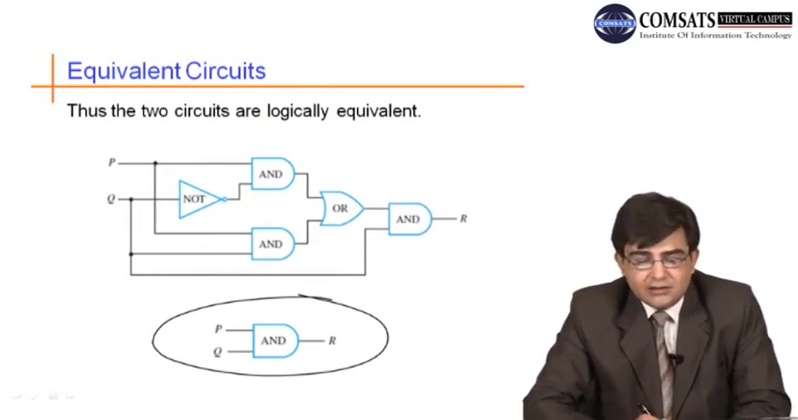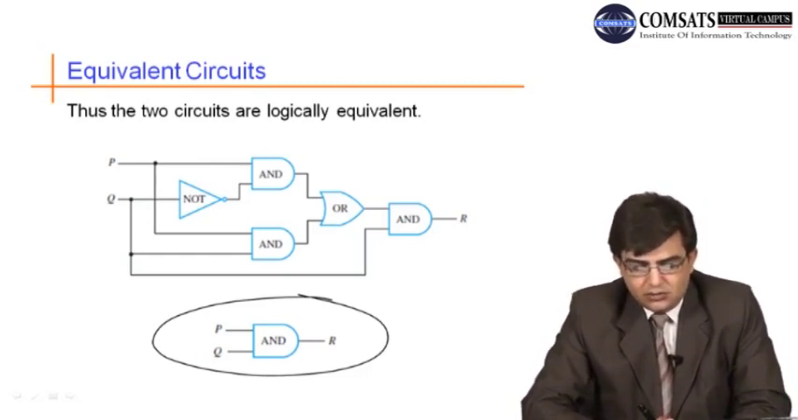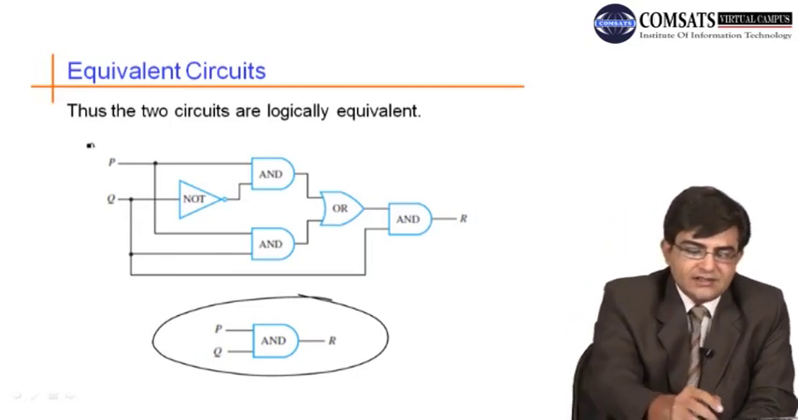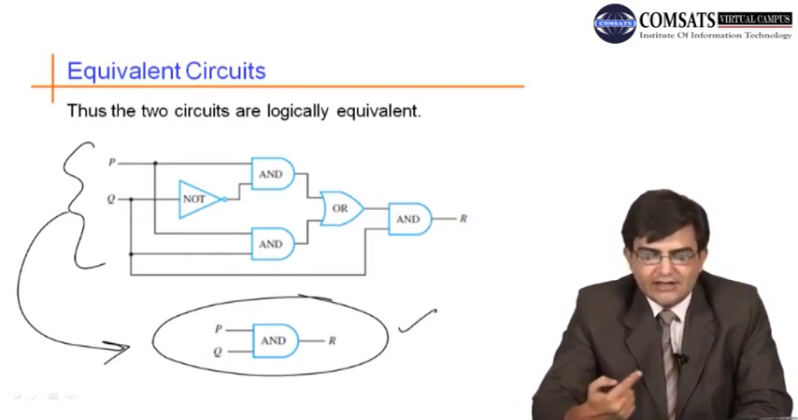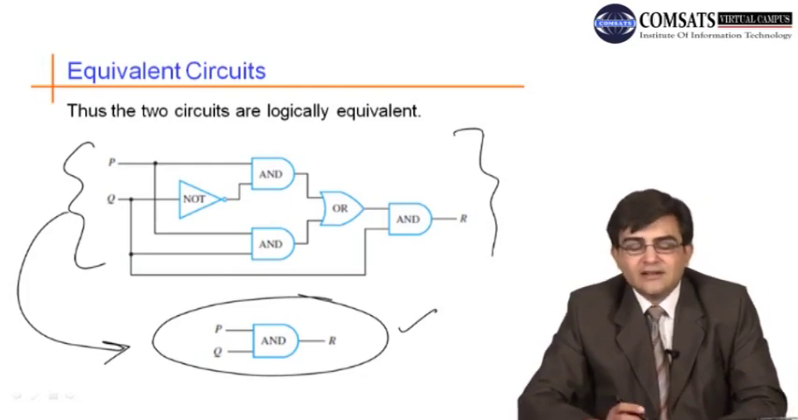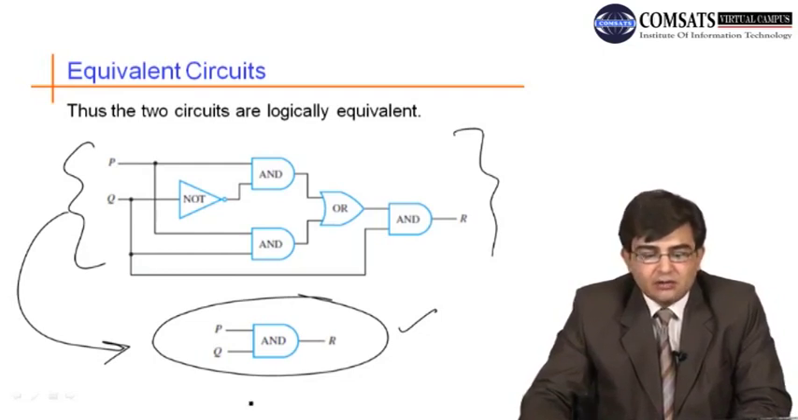So we can conclude that if we are given long and complex Boolean expressions, we can first simplify them by using laws of logic, and then construct very simple circuits. This circuit is logically equivalent to this circuit. You can see that this circuit is very simple. It contains only one logic gate, which is AND. And in this circuit, we have several logic gates, and it looks like a complex circuit, but it is logically equivalent to this. So this is how we can reduce circuits by using laws of logic.